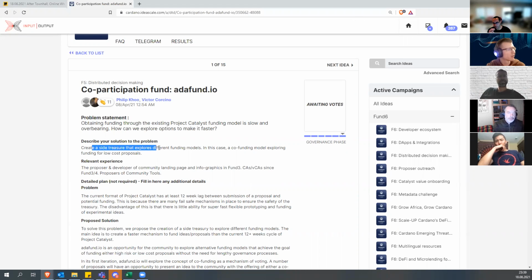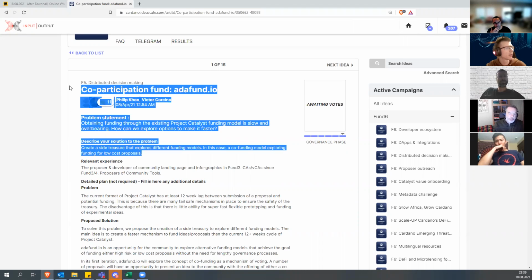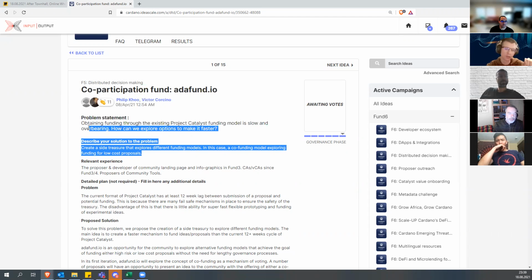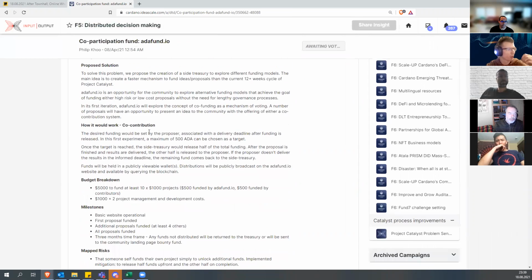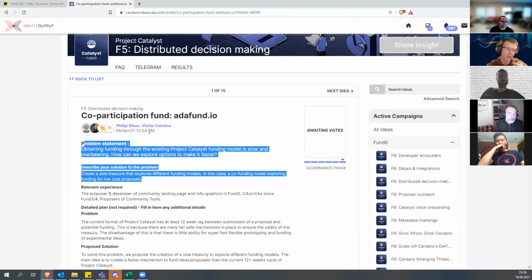Problem statement, describe your solution, and title. These are your most important information, what will be seen on the application. The second most important fact is that in the community advisor stage, people will read your proposal, so it has to be very understandable, and you have to hit all the key elements. Is it impactful? Does it have milestones? Does it have budget breakdowns? All the kinds of stuff they could nag you about.